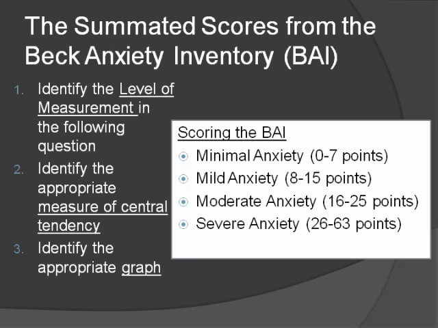Then what is the appropriate measure of central tendency for interval or ratio levels of measurement? The appropriate measure of central tendency is the mean, and the appropriate graph would be a histogram. So again, anytime you add these items together, you increase the level of measurement and you change the measures of central tendency that should be used for each of these types of variables.